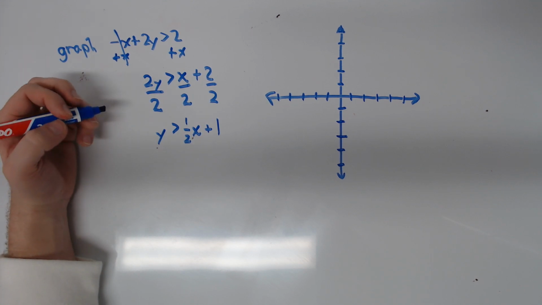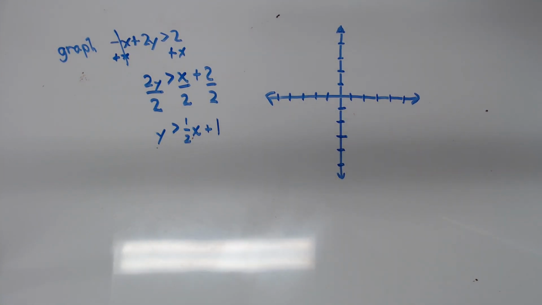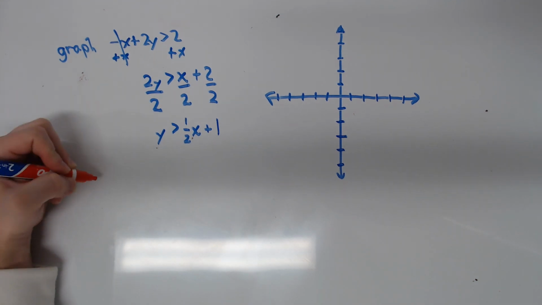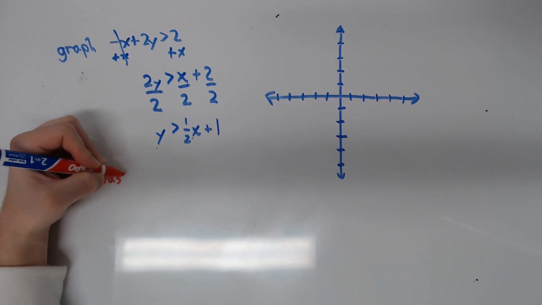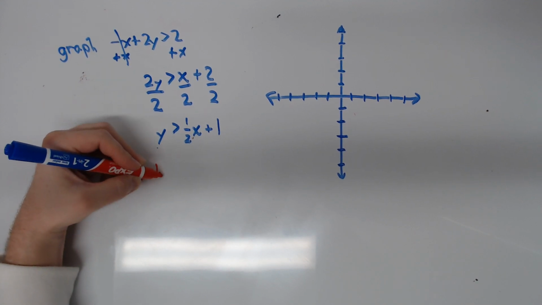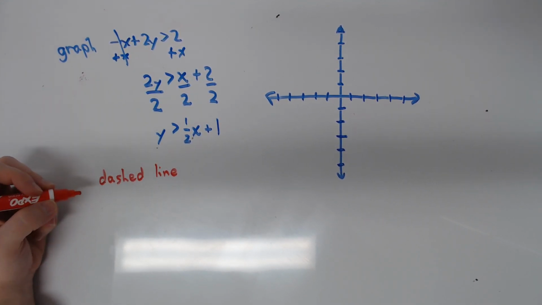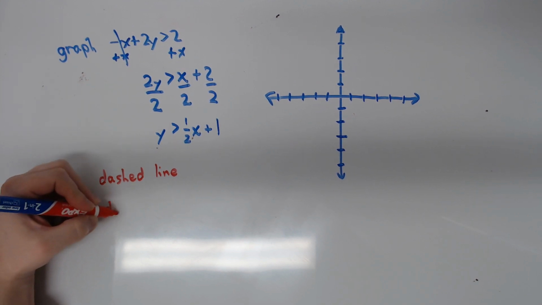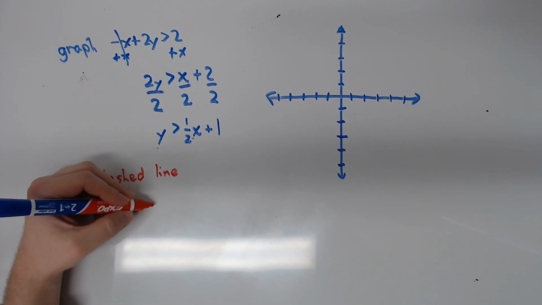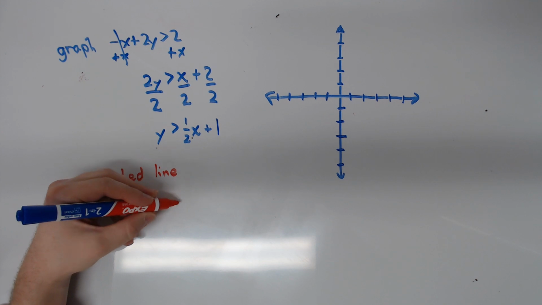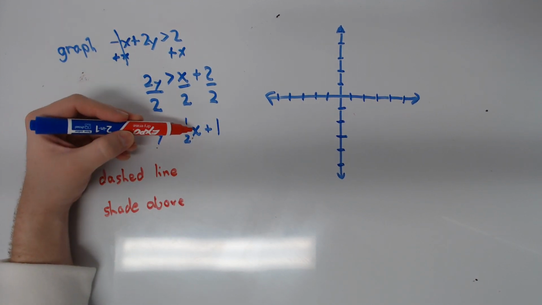All right, let's ask ourselves those two questions that are important for inequalities. Dashed or solid line? This one is going to be dashed because of the no or equal to line. And then we're going to shade above because we want the y values bigger than the graph.